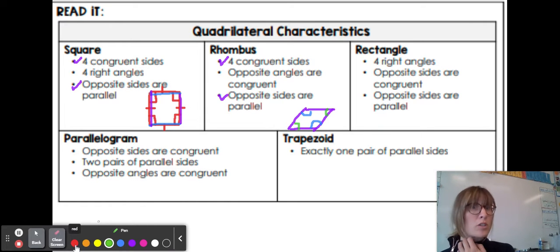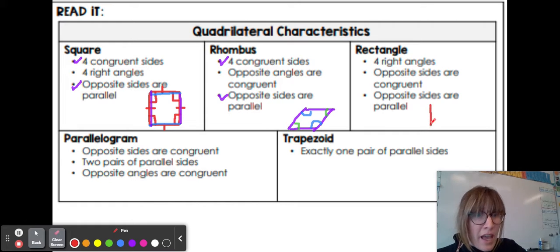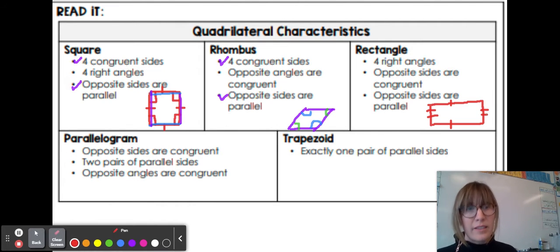A rectangle is similar to a square and similar to a rhombus in that it has four right angles, just like a square. The opposite sides are congruent, right? They're the same. And opposite sides are parallel, just like in a rhombus and just like in a square. But the thing that's different, right, is that even though the opposite sides are the same, they're not all the same. So the two hash mark sides are the same length and the one hash mark sides are the same length. Angles are all 90 degrees.